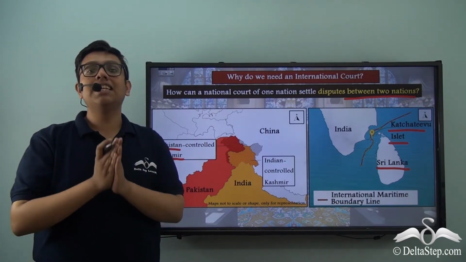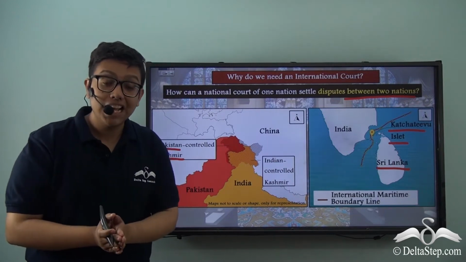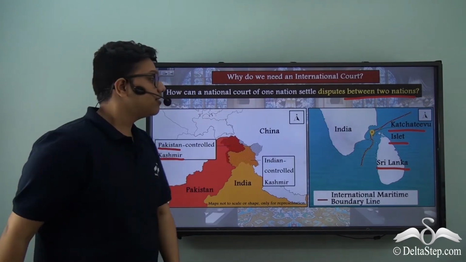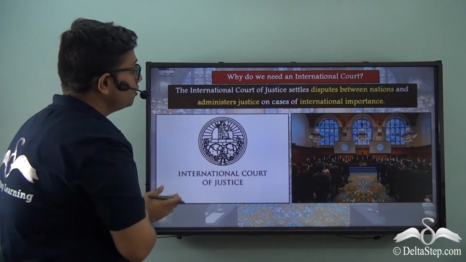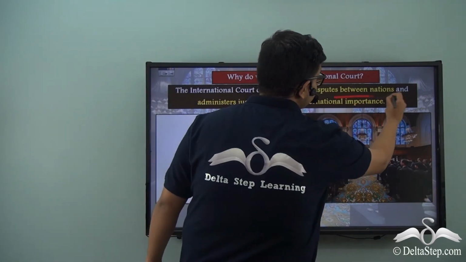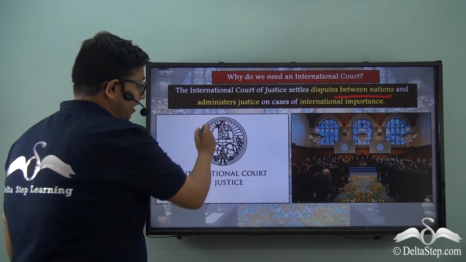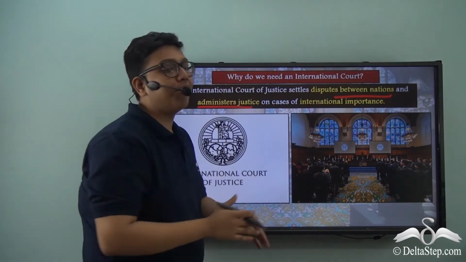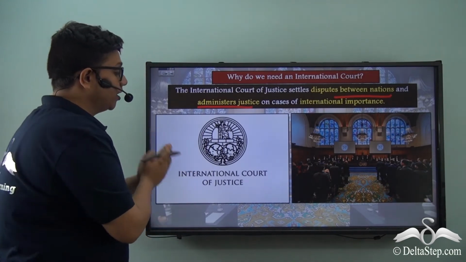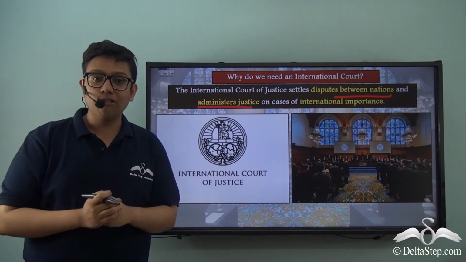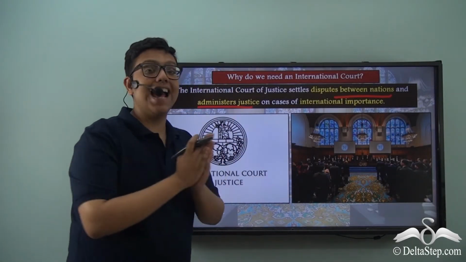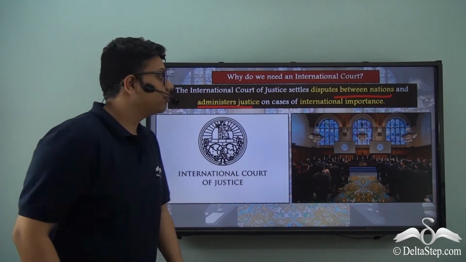For this purpose, there needs to be an international court, and that is exactly the role the International Court of Justice plays. As mentioned, the International Court of Justice settles disputes between nations and also administers justice on cases of international importance. Over here we see the logo of the International Court of Justice, the apex international court when it comes to international law, and here is a picture of the International Court in action delivering judgments.